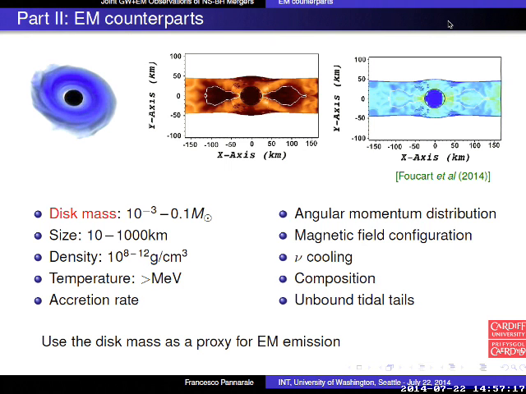There are simulations that give you the accretion rate. You assume that this is accreting for, I don't know, 1 or 2 seconds. So to have enough energy to power the SGRB, what you need is a remnant disk mass that's roughly between 0.02 and 0.05 solar masses.